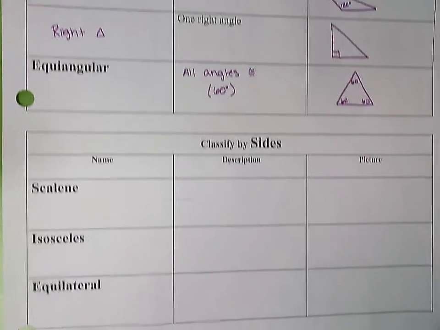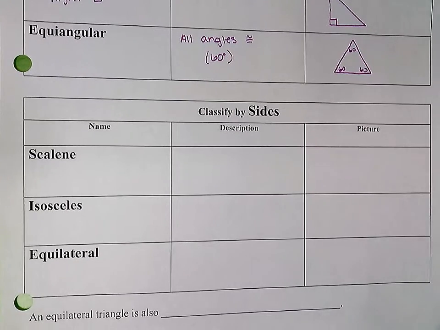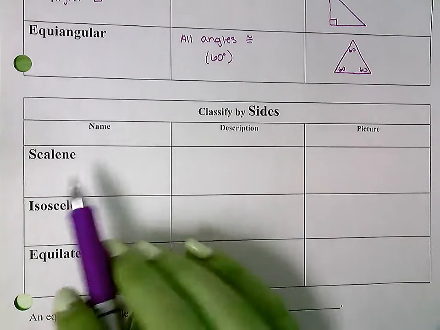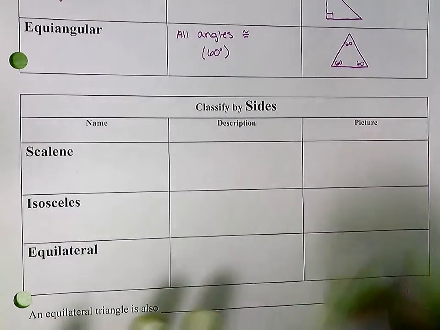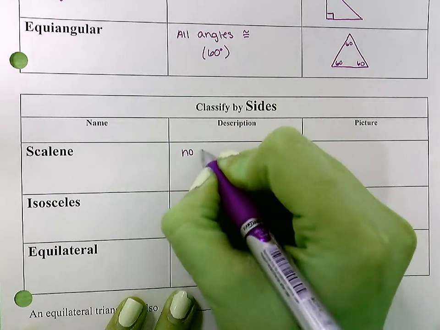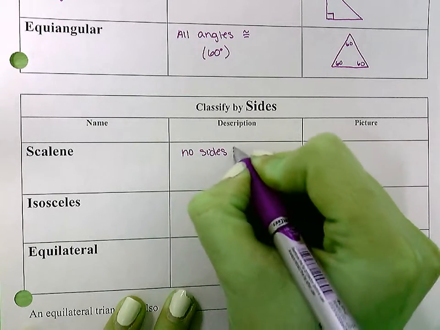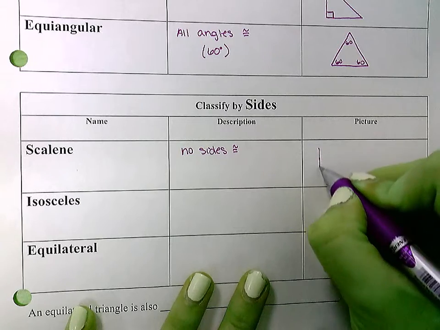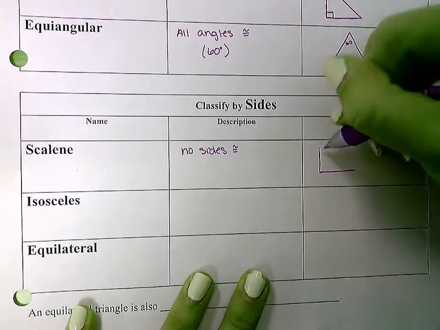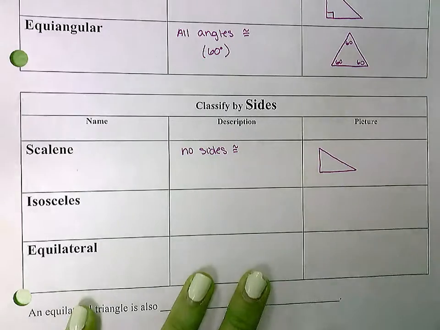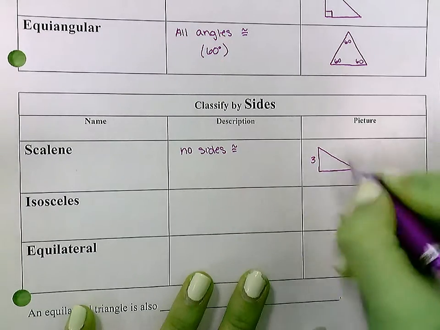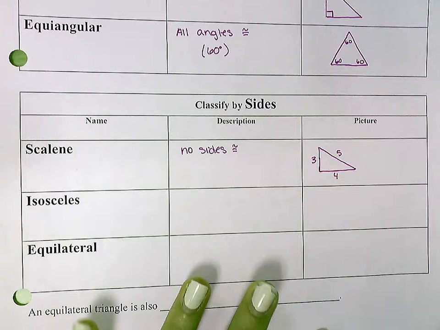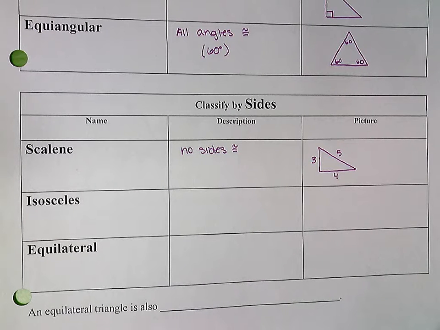Okay, next I want to classify triangles by their sides. So the first one is a scalene triangle. For this one, you don't have any sides congruent. So no sides are congruent to each other. They're all different lengths. So if I draw in a triangle here, and I label this side 3, this side 4, and this side 5. Okay, all of those sides are different lengths, so it would be scalene.